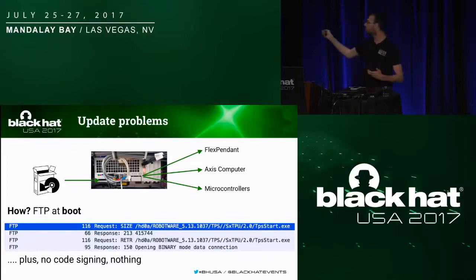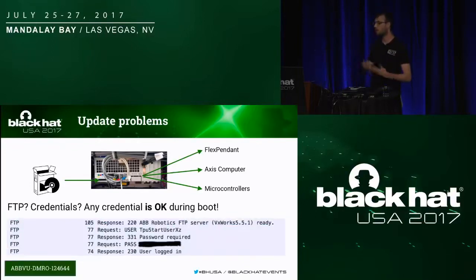The point is, how is this authentication performed? Well, before the latest patches, the Flex Pendant authenticated to the main computer using any credentials. Basically, the user authorization system was turned on after the Flex Pendant booted, to allow the Flex Pendant to actually download the software update before a user could type a username and password, because the boot is unattended.